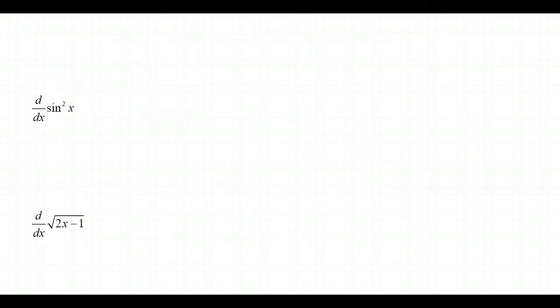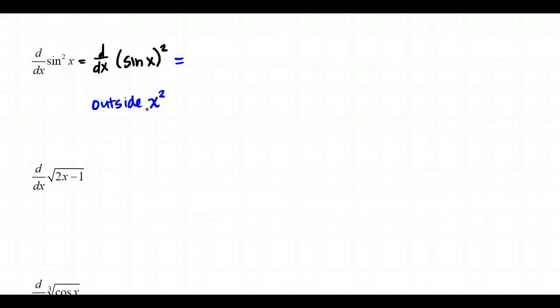So now let's try the next example. Here I have the derivative with respect to x of sine of x, as a quantity squared. So I'm going to rewrite it. So this is sine x as a quantity squared. Alright, so the outside function here is x squared. So let's remember that in the back of our mind. The outside function is x squared.